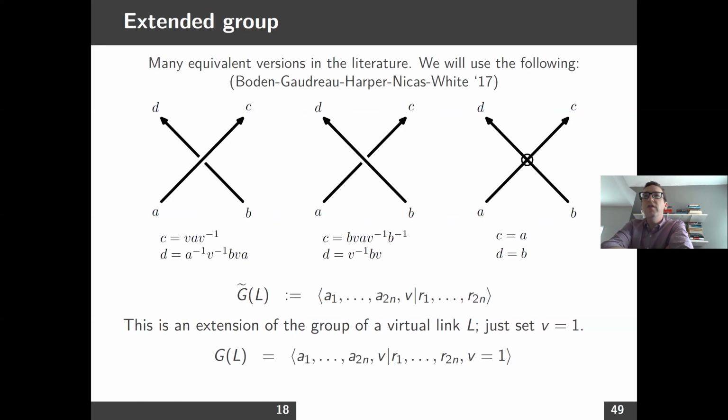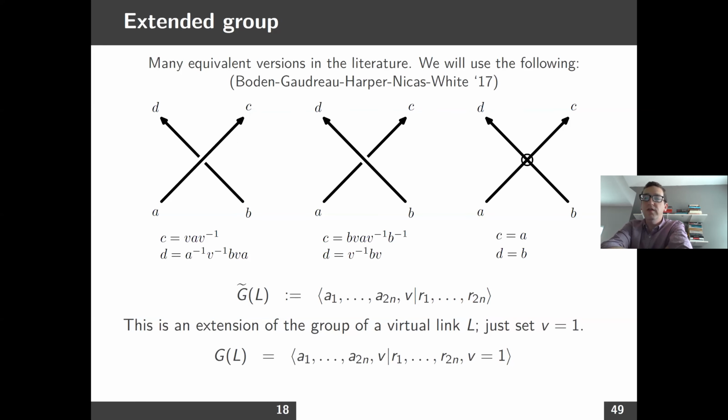Okay, so here's how it's defined. For each of the half arcs in the diagram, if you think of this as just a graph, you label all of the edges of the graph by a generator of the group. For example, on the left-hand side, we have A, B, C, and D. All those correspond to labels of arcs. We have a pair of relations for each type of crossing. For a positive crossing, we have VAV inverse is equal to C, and A inverse V inverse BVA is equal to D.